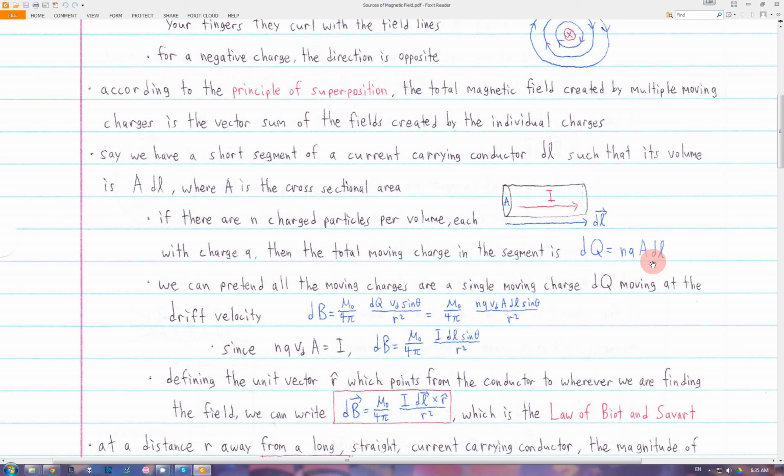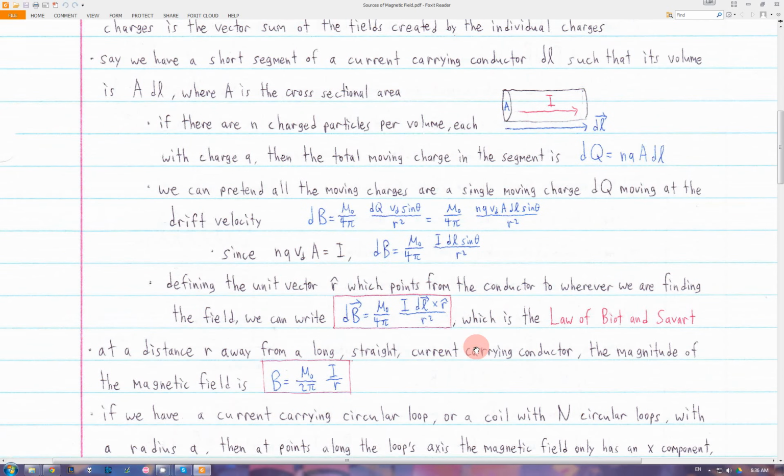So next we're going to look at a couple formulas that you can derive using this Law of Biot-Savart. But I'm not going to derive them in the video, but that's where they come from. So if we have a long straight current carrying conductor, then the magnetic field at a distance r away from this wire is mu naught over 2 pi times the current divided by r. And r in this case is measured always perpendicular to the wire. It's always straight above the wire.